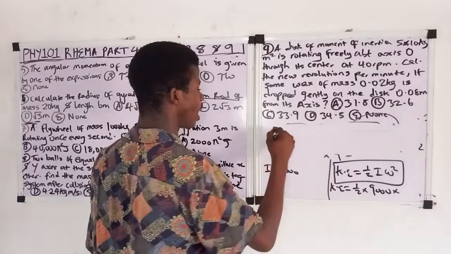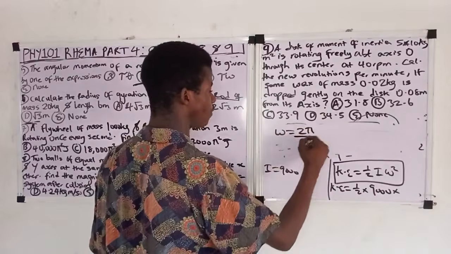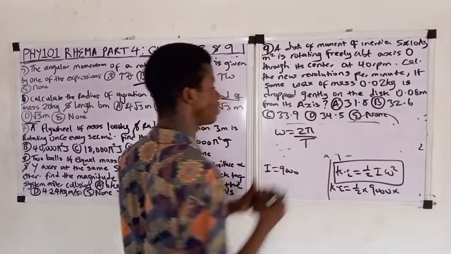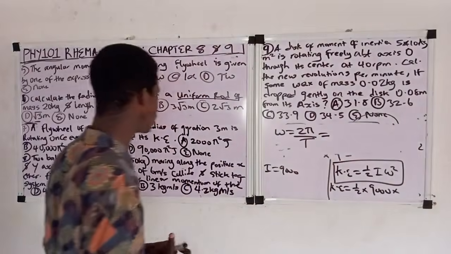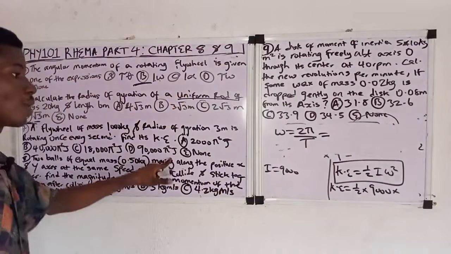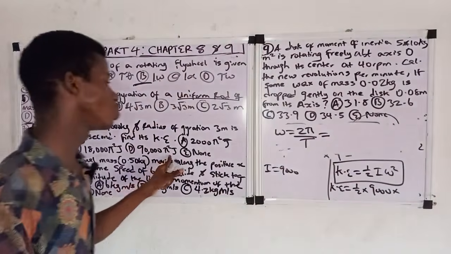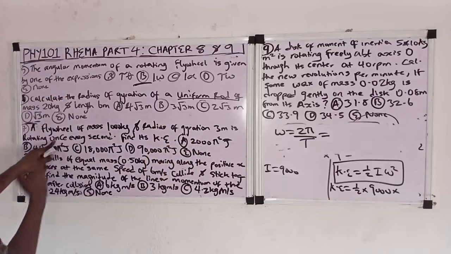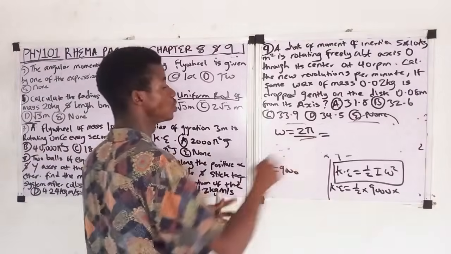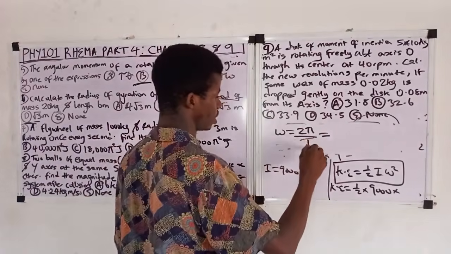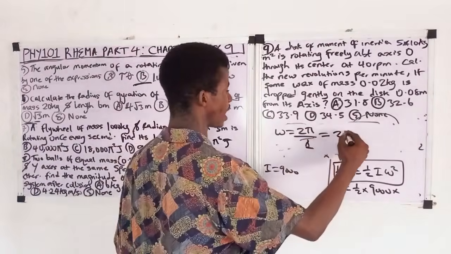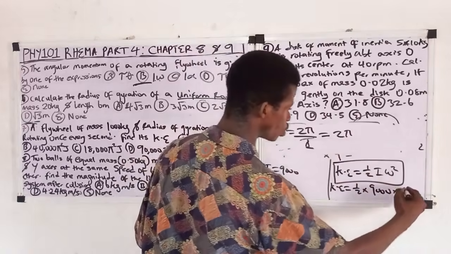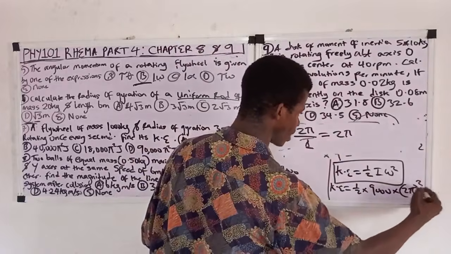We all know that angular velocity is equal to 2 pi over T, or 2 pi f. Now if we continue, let's look at our options. Our options are in pi, so we'll leave pi like that. Now what is the time? T is once every second, so T is 1. Anything divided by 1 still gives you the same thing. So our W is 2 pi. In place of W, put 2 pi, and don't forget about the square.